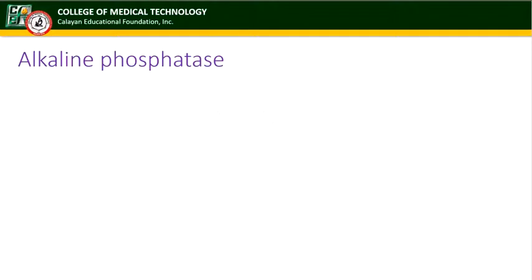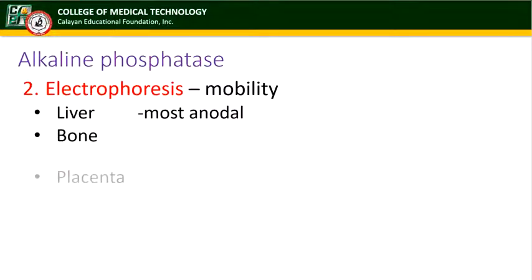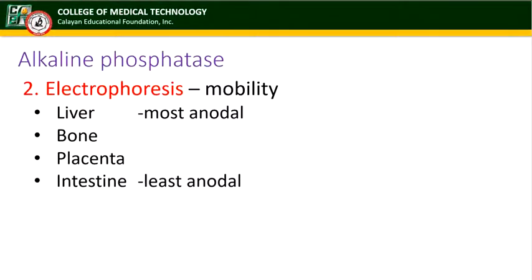Okay, next is electrophoresis. LBPI. So, kapag electrophoresis naman, ito yung migration. So, unang magmamigrate ang ating liver, bone, placenta, intestine. So, pinakang anodal, pupunta siya sa anode is the liver, followed by the bone, placenta, and intestine.